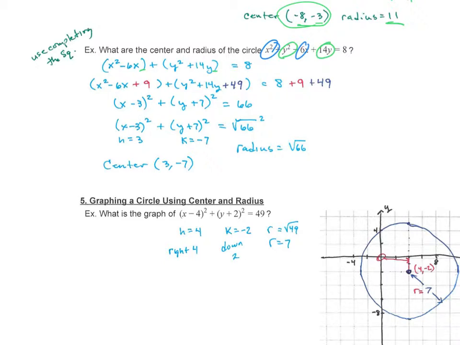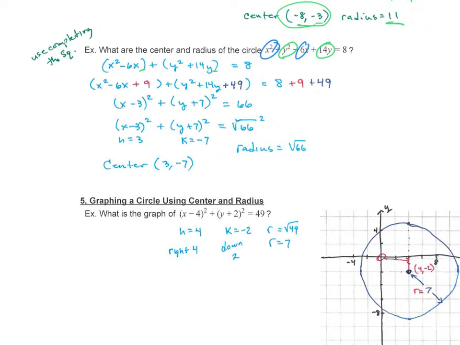Then I'm going to do the same to the other side. I'm going to take half of b. b is 14. I take 7 and square it, which gives me 49. And if I add something to this side, I'm going to have to add to this side. So I've added the 9 and the 49 to the original 8, and now we have 66.